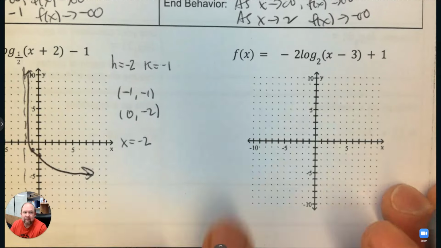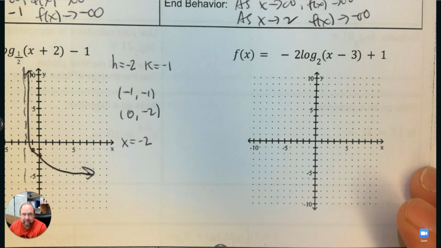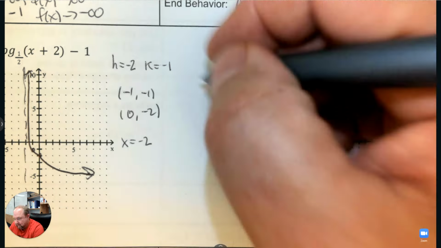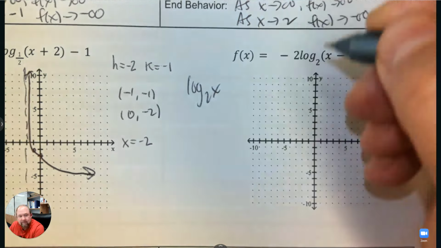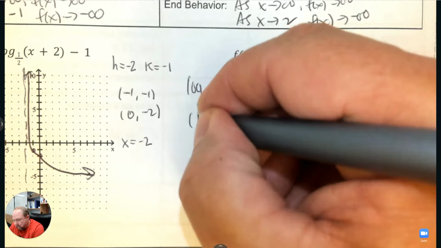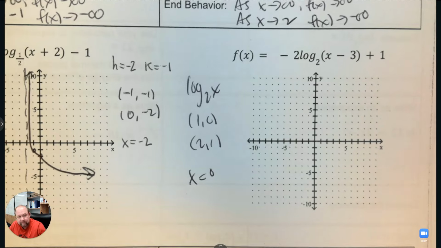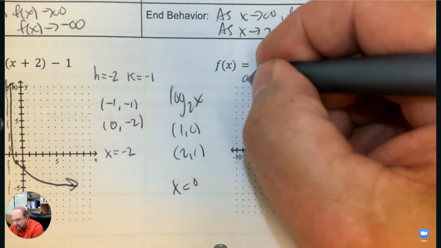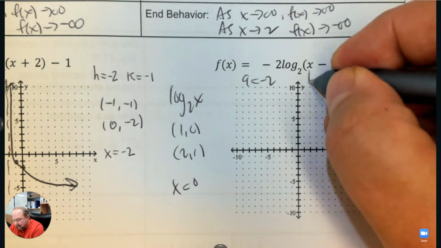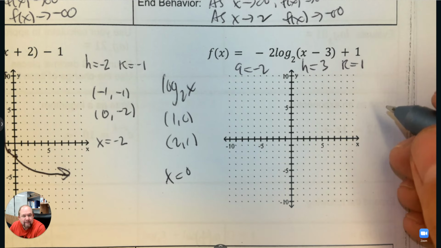All right, it's time for you to try one. So can you try this one? Press pause. You got to try first, then press play. So we have a basic logarithm of 2, log base 2 of x. So the two points are 1, 0, 2, 1, and x equals 0. A is negative 2, h is 3, and k is 1.